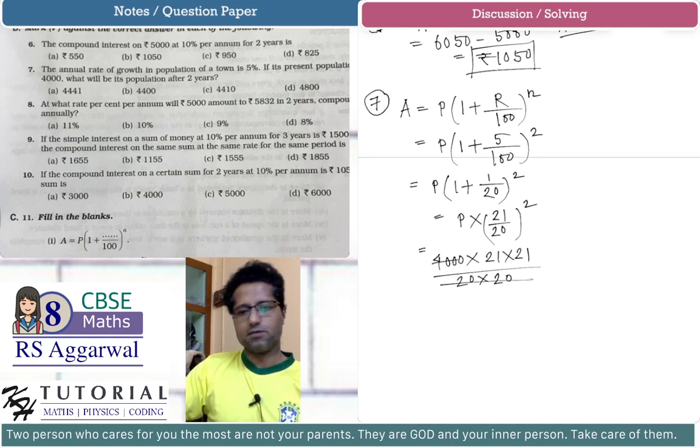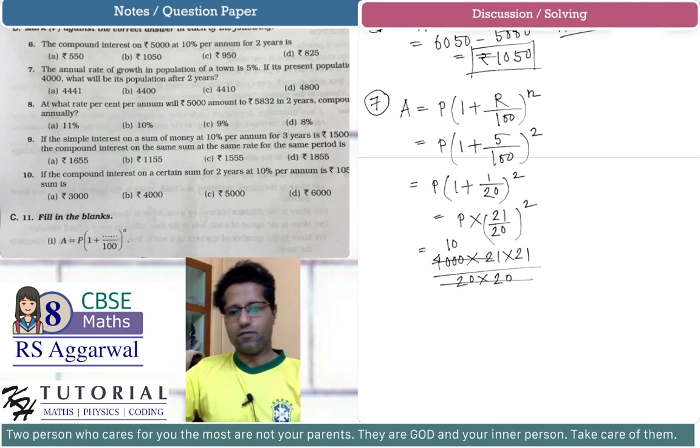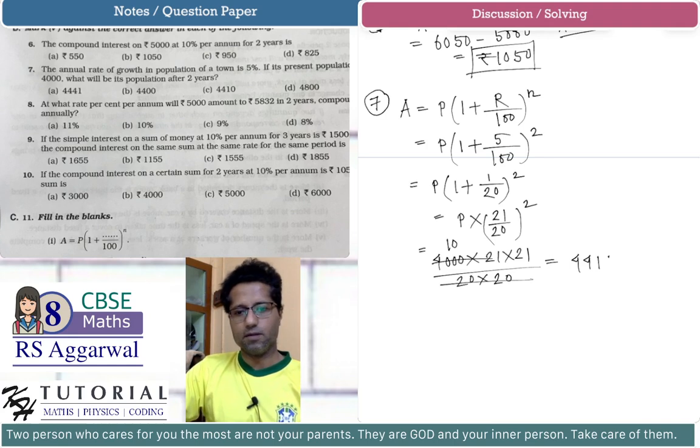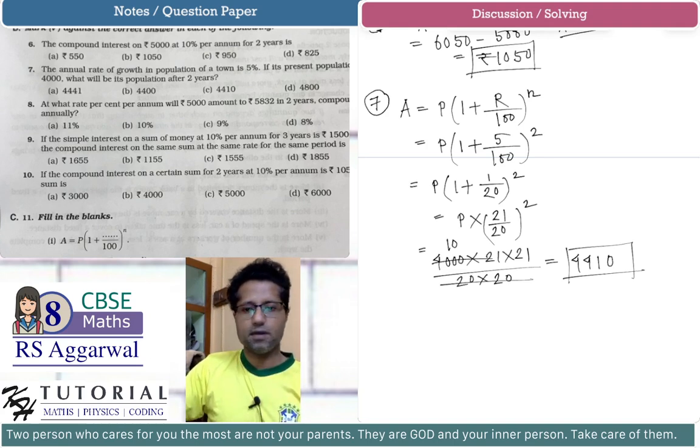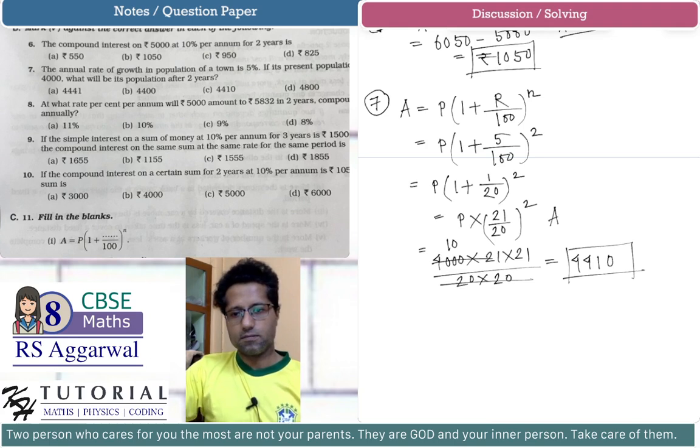So this cancels with 10. So what is 21 multiplied by 21? As far as I remember, it is 441 from some previous problem. In the calculation of the previous problem, I think 21 square was coming out to be 441. So this is 4410. So the population after 2 years will be 4410, and hence the correct choice is C.